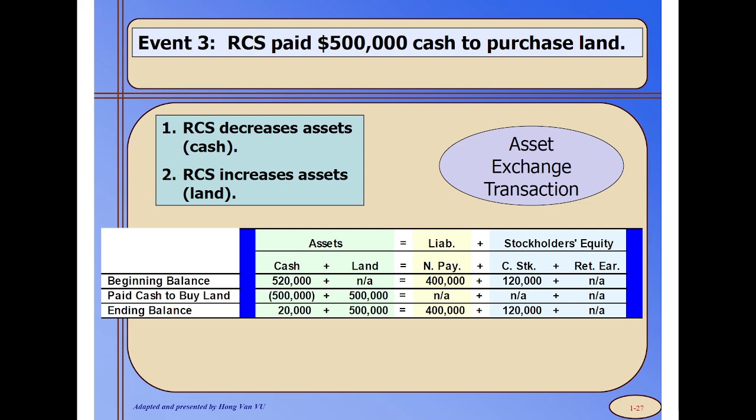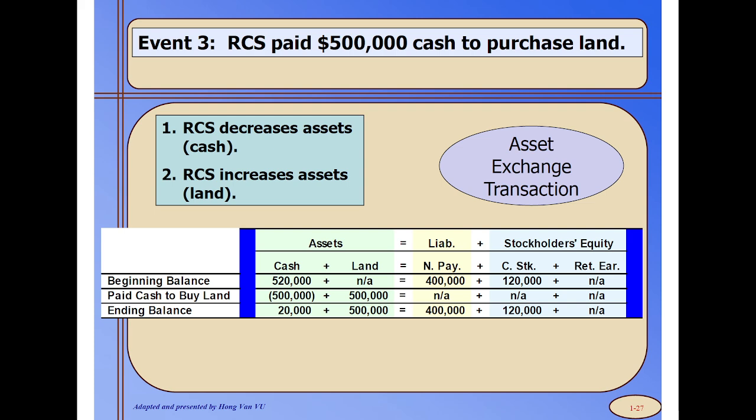If you look at the two sides of the accounting equation, you can see that for the first transaction, the total amount of assets is unchanged: 500 plus 500. It means the net effect of this transaction is equal to 0. On the other side of the accounting equation, nothing happens. You can see that there is no note payable, no common stock, no retained earnings.